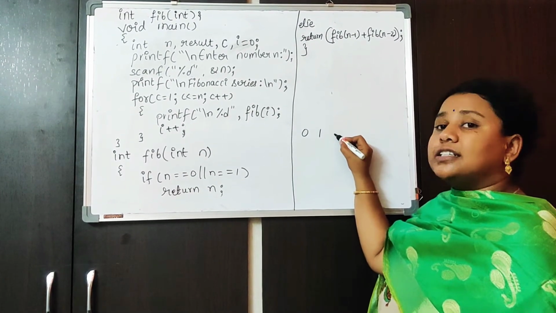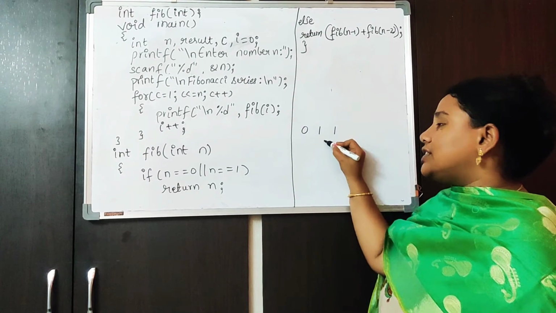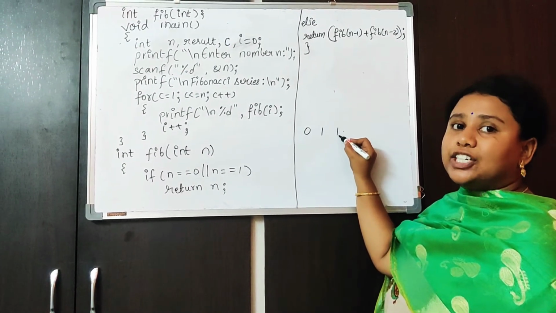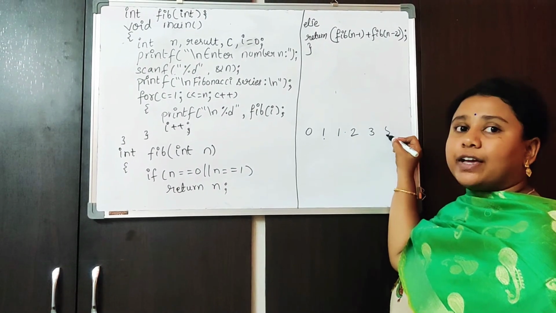Now the third term is calculated with the previous two preceding terms. The value is 0 plus 1, which is 1. Now what is the fourth term? Second and third terms, addition: 1 plus 1, 2. Next, what is the fifth term? It will become 3, then 5, and so on.